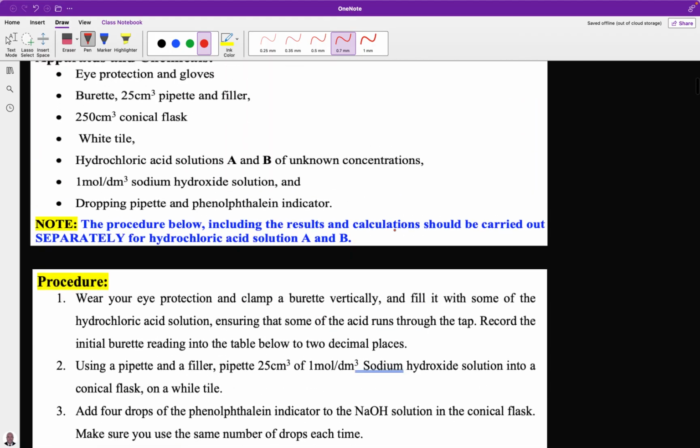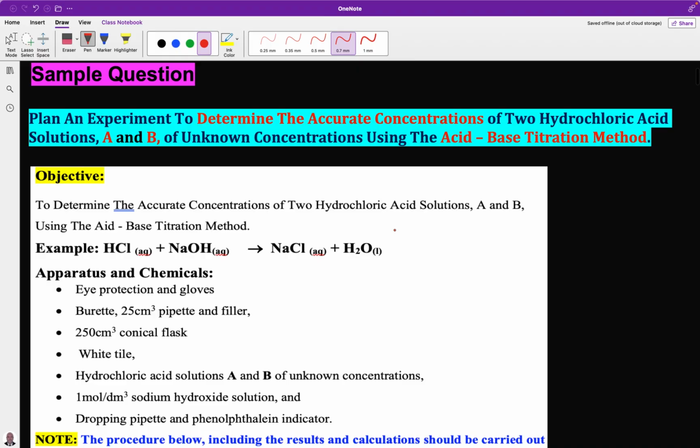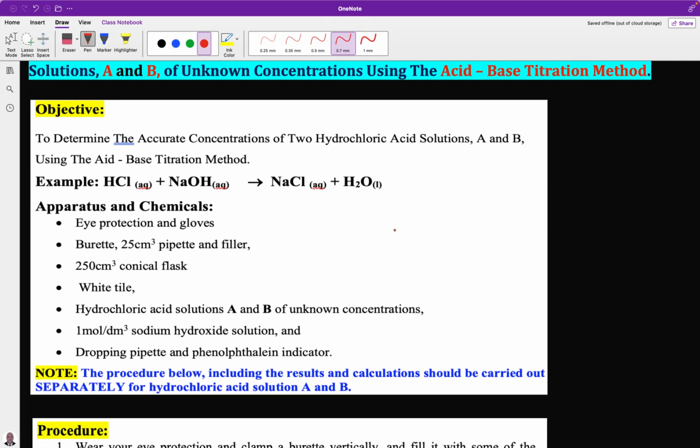Once more, given two acid solutions of unknown concentration, to determine their accurate concentration, first thing in planning the experiment, write your objective. Since they are acids, you can use acid-base titration. The method you are going to use is the acid-base titration method. You can select sodium hydroxide solution as an example for that, reacting the acid with sodium hydroxide.